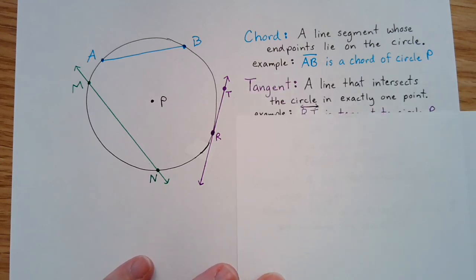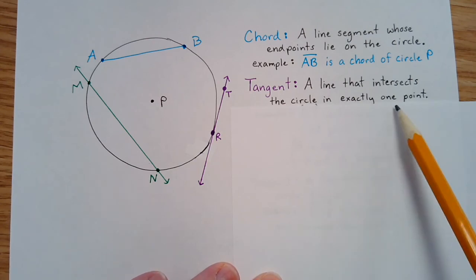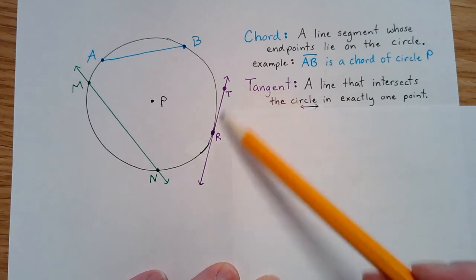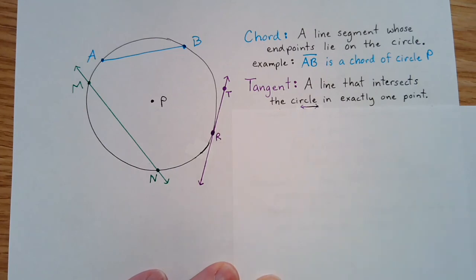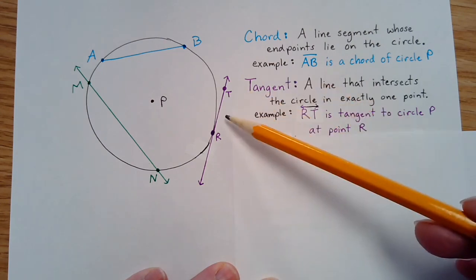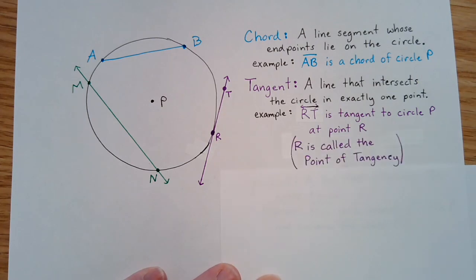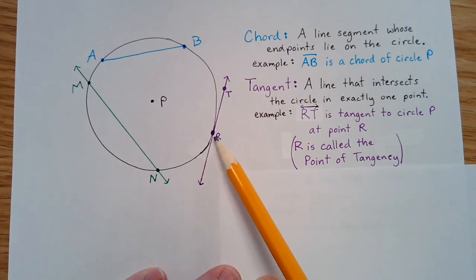And then we've got the tangent, and a tangent is any line that intersects in exactly 1 point. On this one I've done it in purple. So we have the line RT that is tangent to circle P at point R. So the line RT is tangent because it only intersects the circle at exactly 1 point. Okay, and that point R is called the point of tangency. So the 1 point in which the line intersects the circle is called the point of tangency.